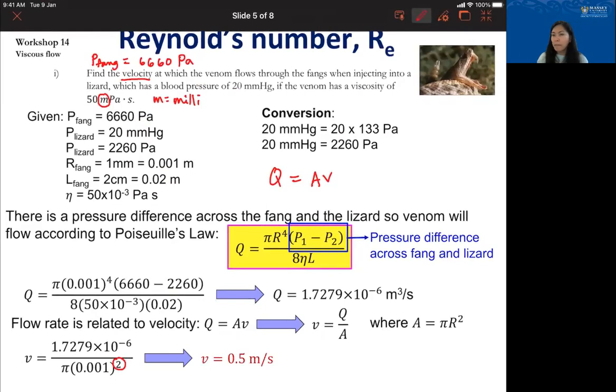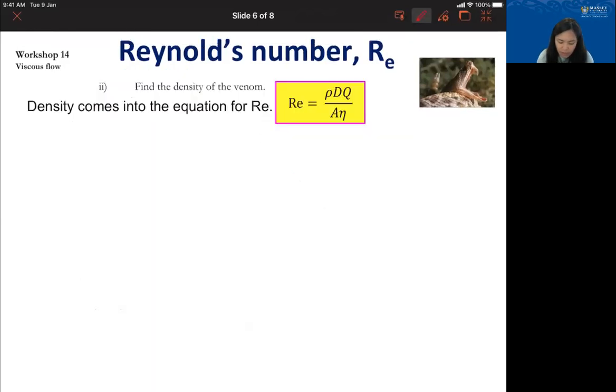Right? Okay, are we happy with the solution for this question? Yep. Okay. All right. So the last question, I think, is to find the density of the venom.